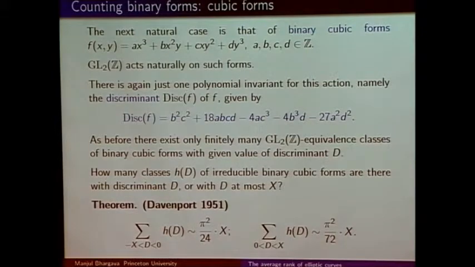But you can see that the main difference here with the Gauss-Mertens-Ziegler theorem is that now you see that on average, the number of classes of forms per discriminant is finite. Right? It's a bounded number. So it's about pi squared over something, 24-ish, for negative discriminants, and about pi squared over 72 for positive discriminants.